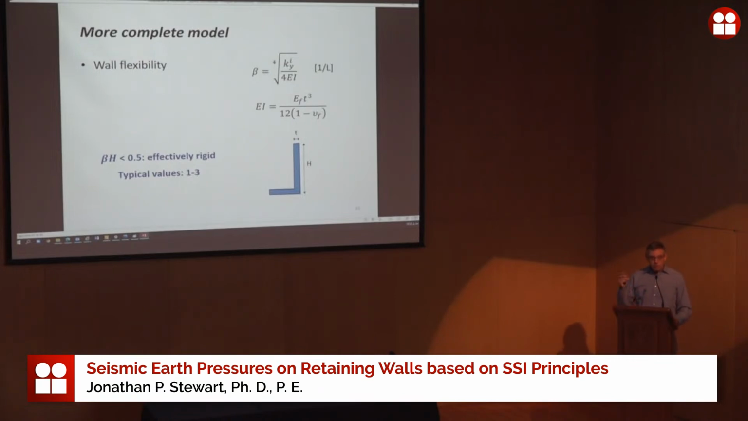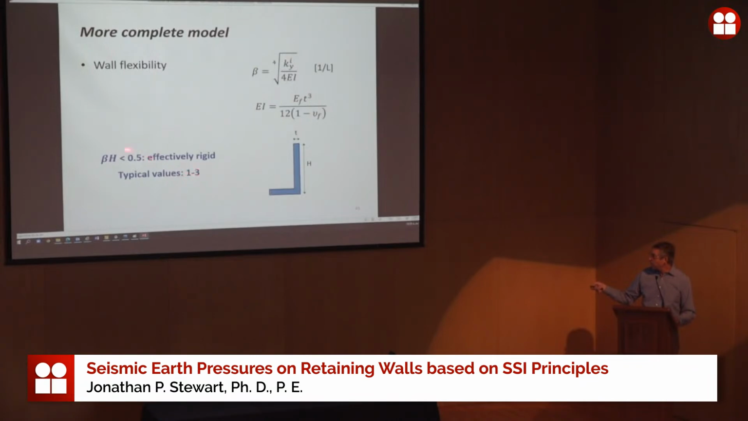So what we did when we started thinking about this wall flexibility is we consulted practicing geotechnical engineers in Los Angeles who had designed walls recently for major structures, including subway station structures and tall buildings, and we got the plans and cross sections for their walls. And we calculated beta times H a bunch of times. And we found that the typical values that they're coming up with are more like 1 to 3.